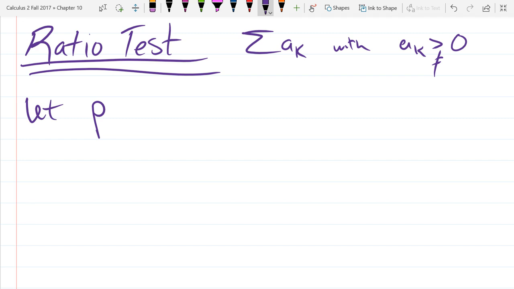They use the letter rho in the textbook, but you can just use a p. Rho is not density?